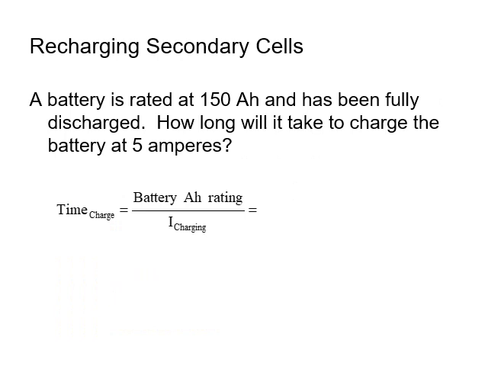So here's an example. A battery rated 150 amp hours has been fully discharged. How long will it take to charge the battery at 5 amperes? So here we write down 150 divided by 5, and this will get you 30 hours.